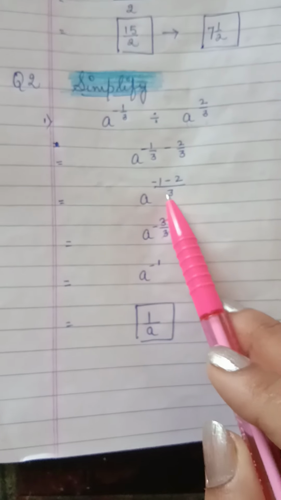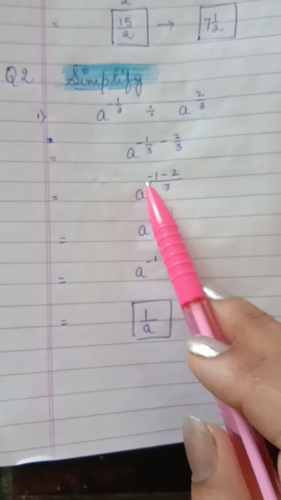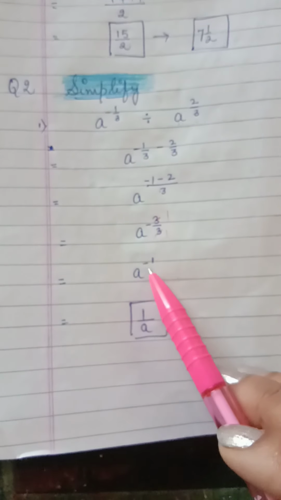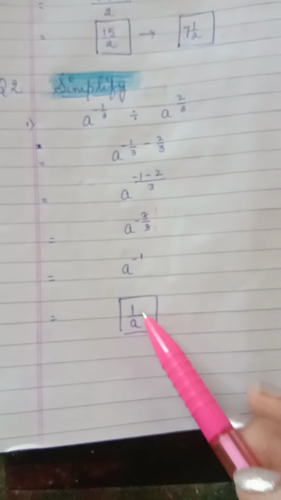Denominators are same, take LCM. So, numerators will be written as it is, minus 1 and minus 2. This is minus 3 upon 3, cut. We are left with a to the power minus 1. Negative power, reciprocate the base, and the answer is 1 upon a.